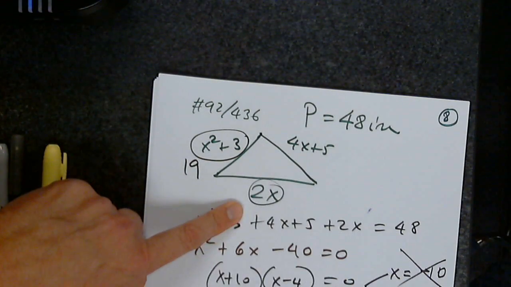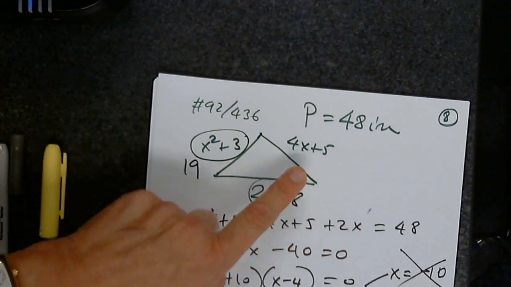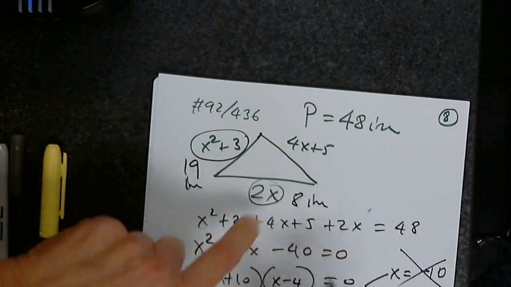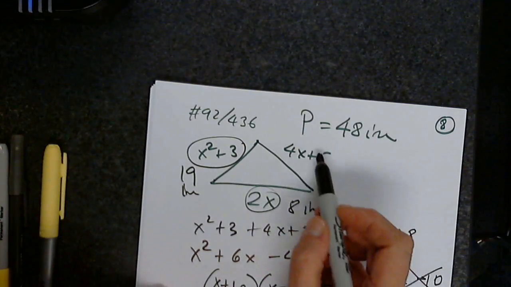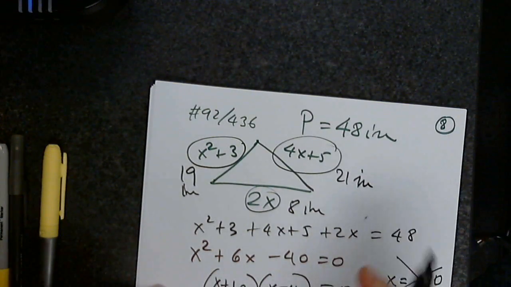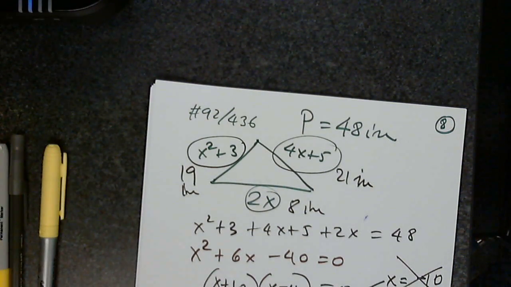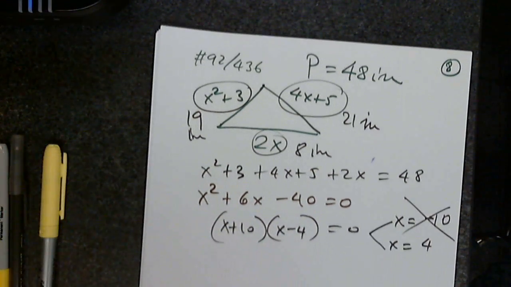This side, 8 inches, all of them. And the last one? Yes. 4 times 4 is 16 plus 5, 21. Very good. Well done. 27 on page 437.